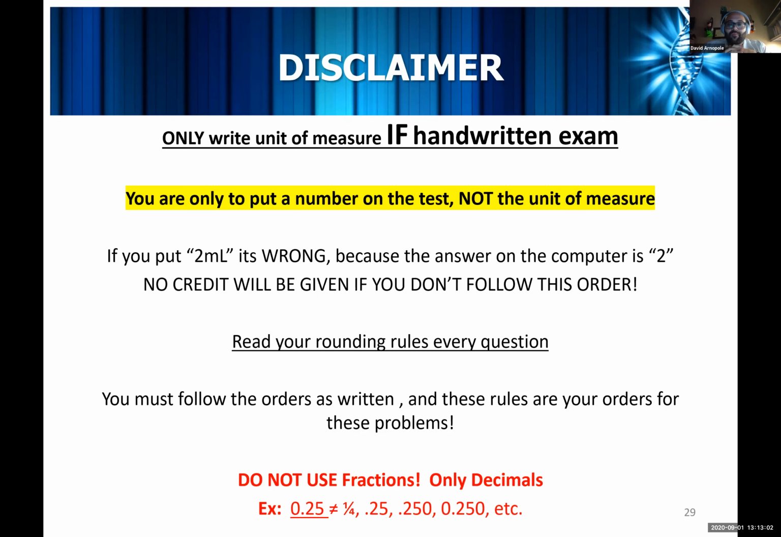You're only to put a number on the test, not the unit of measure. If you put the unit of measure, I'm going to say it again, you won't get credit for the question. If you put 2 milliliters, it's wrong. You must follow the orders that we're giving you. Read your rounding rules for every question, and you must follow the order as written. Don't use fractions. These are examples of things. So like 0.25 is not 1/4. It's not 0.250. It's 0.25.